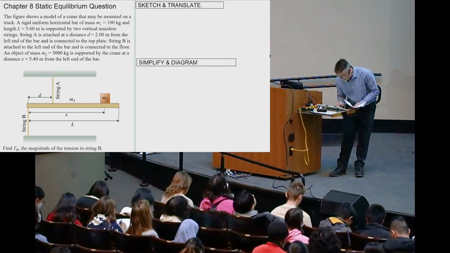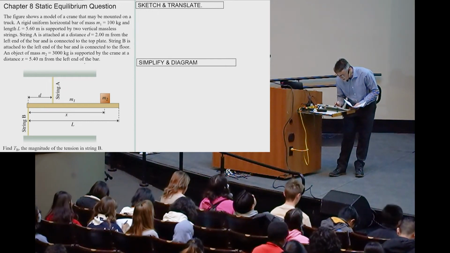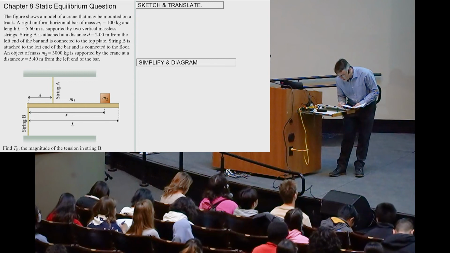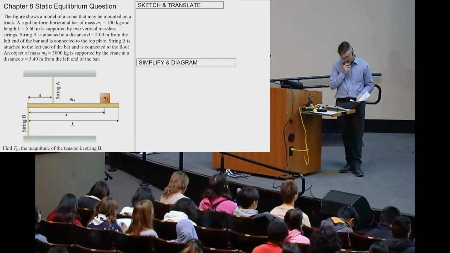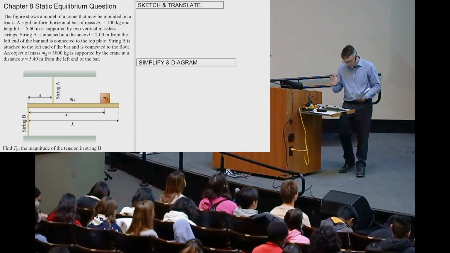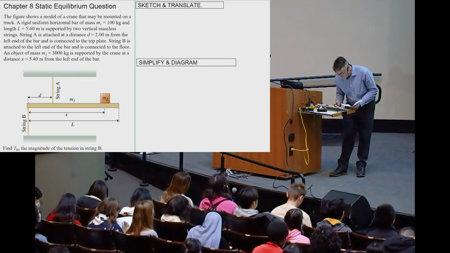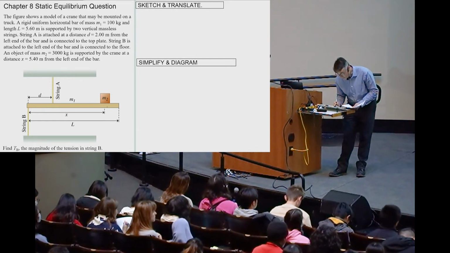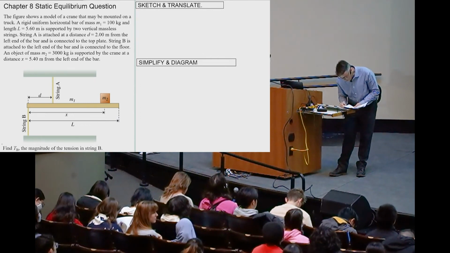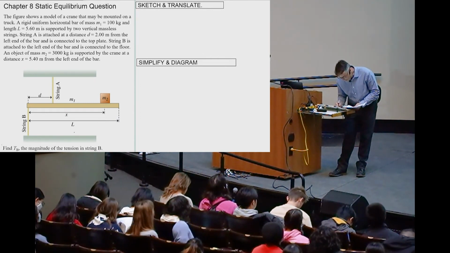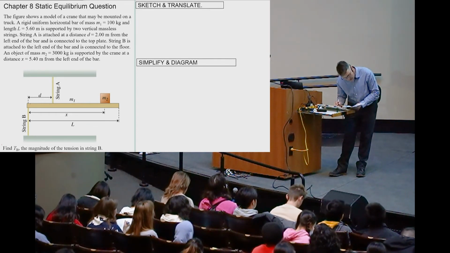But you've got string A pulling up, a distance 2 meters from the left end of the bar, connected to the top plate, and string B is attached to the left end of the bar and is connected to the floor and is pulling down. Make sense? And somehow that keeps the whole thing from rotating in any direction. There's a mass out here, it's 3,000 kilograms, a distance of 5.4 meters. And the question, on the very bottom, is: find TB, the magnitude of the tension in string B.